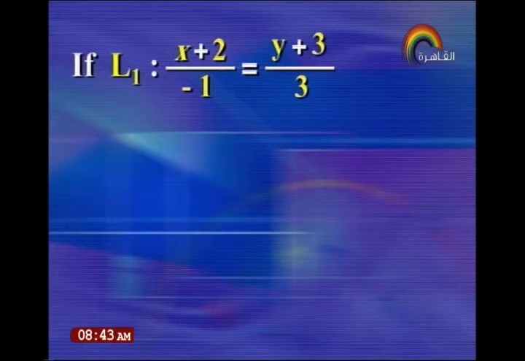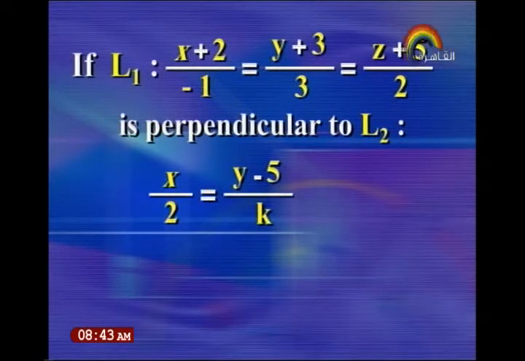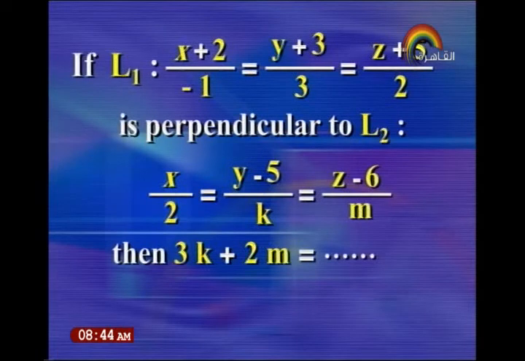Dear student, if L1, the first straight line, (x plus 2) over negative 1 equals (y plus 3) over 3 equals (z plus 5) over 2, is perpendicular to L2, where the equation of L2 is x over 2 equals (y minus 5) over k equals (z minus 6) over m, then what is the value of 3k plus 2m?